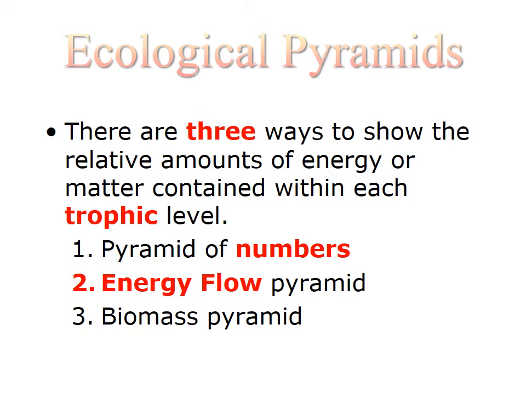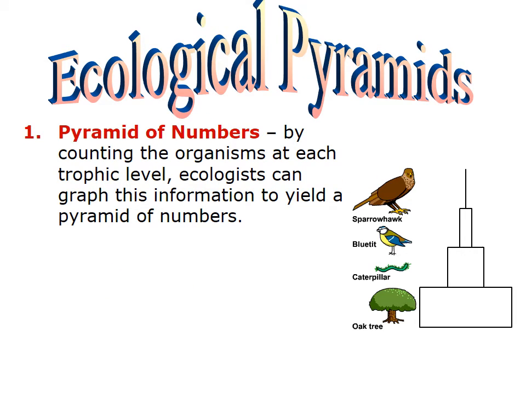There are 3 ways to show the amounts of energy or matter contained at each trophic level. They're the pyramid of numbers, the energy flow pyramid, and the biomass pyramid. We'll go through each one of them individually. The first one is known as a pyramid of numbers, which is literally the number of organisms at each trophic level. So it's the number of oak trees, the number of caterpillars, the number of blue tits, the number of sparrowhawks is the pyramid of numbers. So it would be like 5 oak trees, 5 caterpillars, 4 blue tits, 1 sparrowhawk.